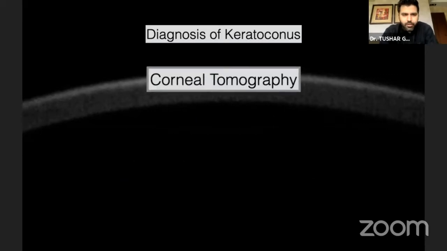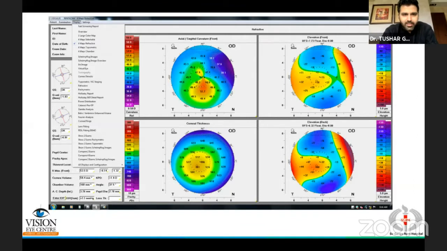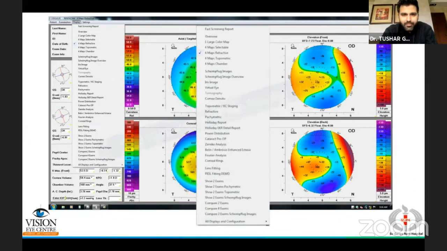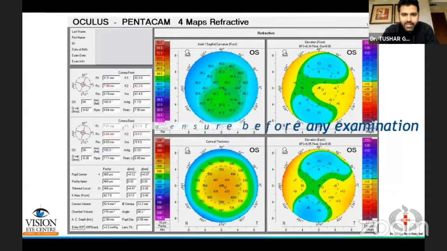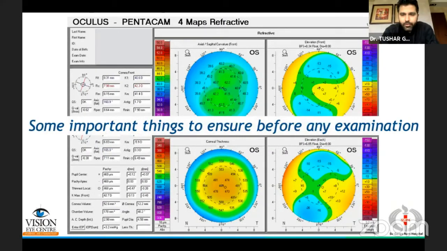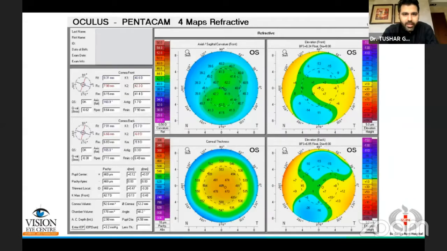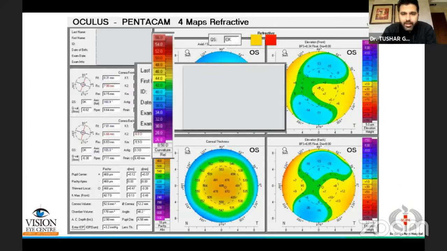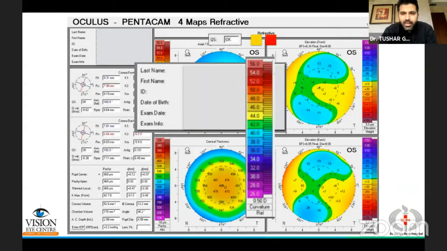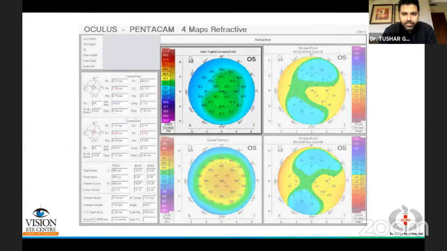So just a brief on corneal tomography. This is the map that we are all extremely familiar with, called the four map refractive. There are certain things that we need to look at carefully before we go for any examination, so I'll go over them very quickly. One of the important things is to look for the quality specification. If there are any errors there, try and repeat the scans. Look for the color scale and make sure that's matching in your examinations.